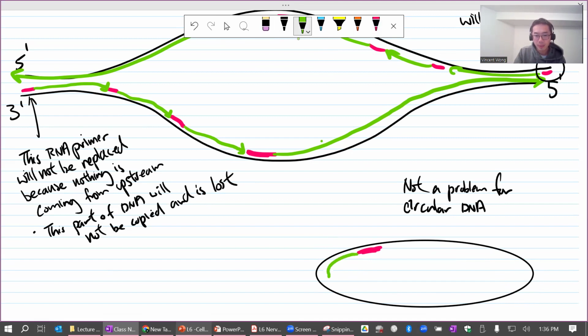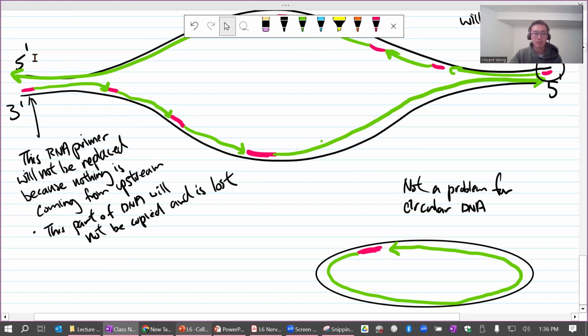You're going to keep on building, and eventually you're just going to loop back on yourself, and then you can replace the primer, right? So no DNA is lost. This is not a problem for prokaryotes, but it's going to be a problem for humans because we have linear DNA as opposed to circular DNA.